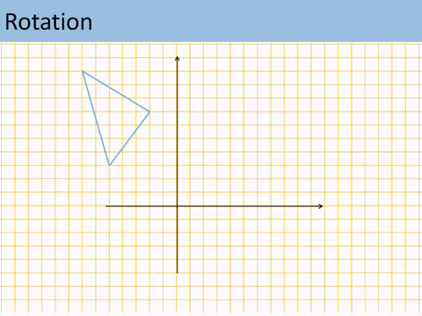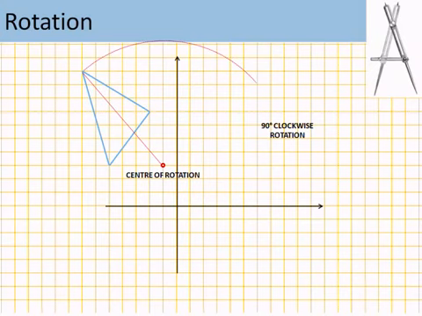Now, rotation. A rotation has various aspects to it. It has a center of rotation, and then it's clockwise or anti-clockwise, and then a number of degrees. So, for example, if the point marked here is the center of rotation, we need to draw a line to each point, and measure the number of degrees that we're rotating it using a compass.